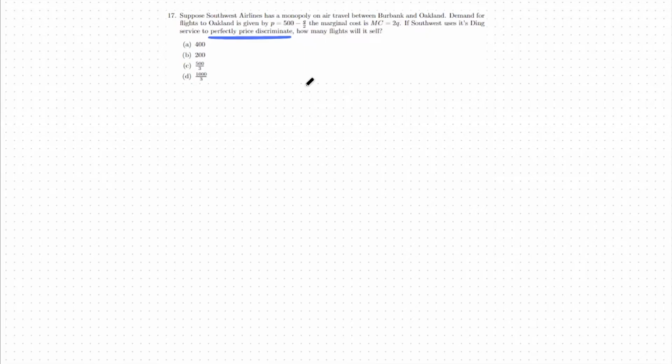Let's take a look at this specific question. So we have a demand curve, P equals 500 minus Q over 2, and a supply curve of the marginal cost equaling 2Q. First, with first-degree price discrimination, we're going to assume for a second that P is equal to MC, but we're going to capture both the consumer surplus and producer surplus.